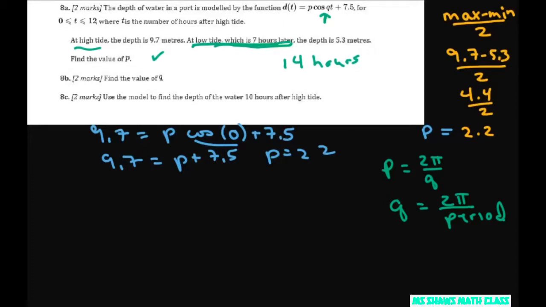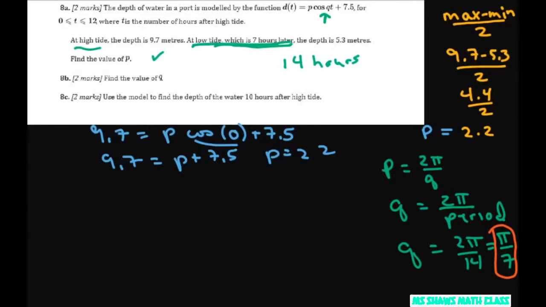So what you're going to do is 2 pi divided by 14, which is pi divided by 7. IB will not take degrees, so make sure you write it like this. All right? And so that's Q.